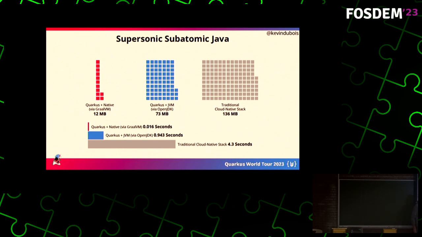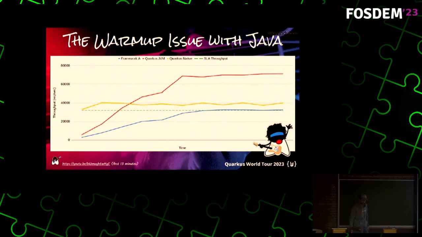And you can see here, too, Quarkus starts up quite a bit faster than a traditional cloud native stack, which is ideal when we're talking about cloud native, containers, and serverless, where we need to start up really fast so we can react quickly to changing loads. So startup time is one thing.